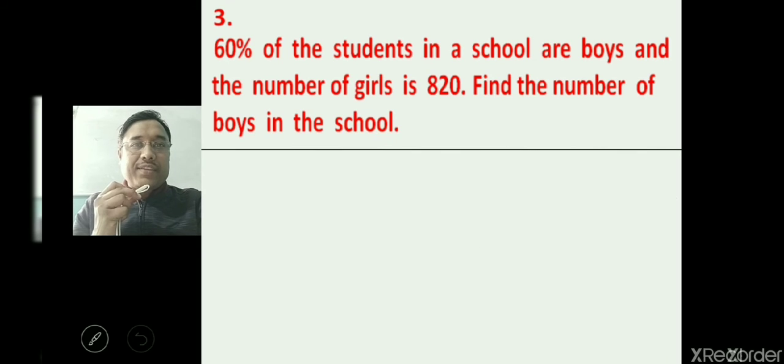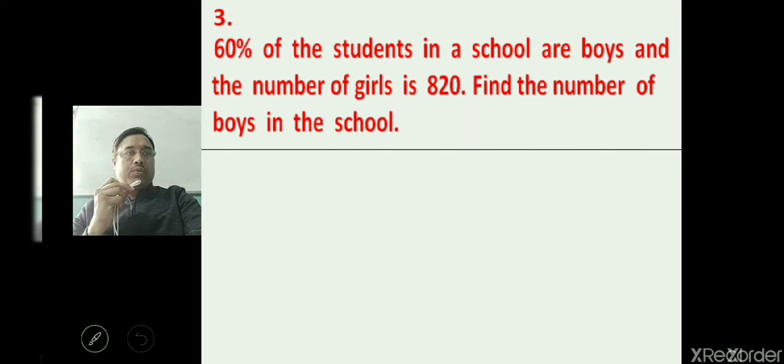Now next we have to see this question: 60% of the students in a school are boys and the number of girls is 820. Then find the number of boys in the school. Okay, so you know that 60% of the students in the school are boys, then the remaining 40% are girls here.